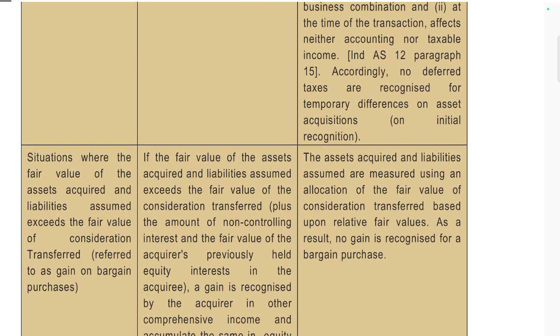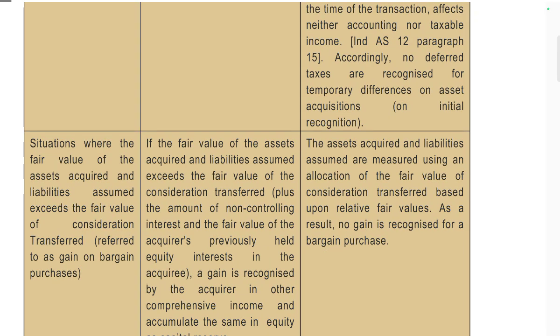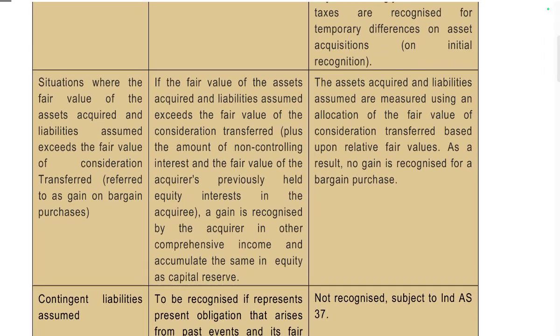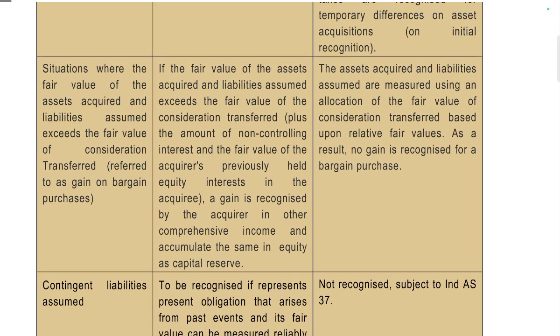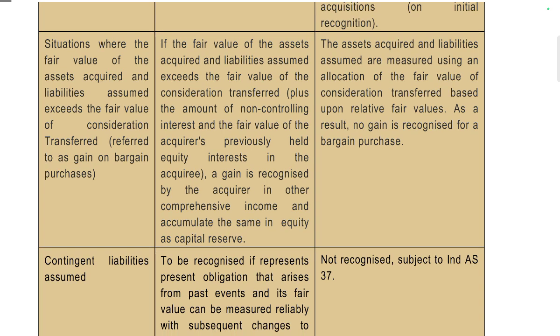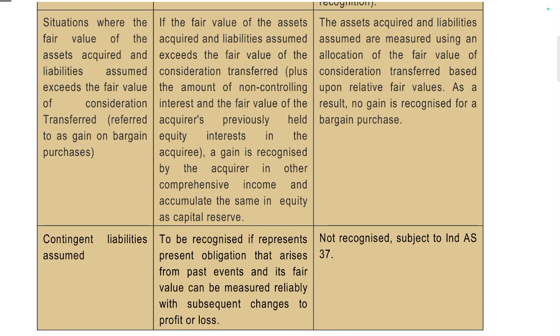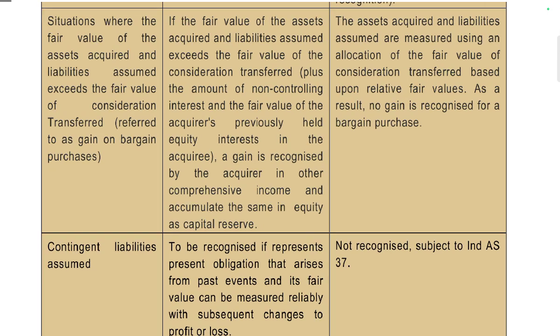Ind AS 12, paragraph 15: accordingly, no deferred taxes are recognized for temporary differences of assets acquired on initial recognition. The situation where the fair value of assets acquired and liabilities assumed exceeds the fair value of consideration transferred is referred to as a gain on bargain purchase.